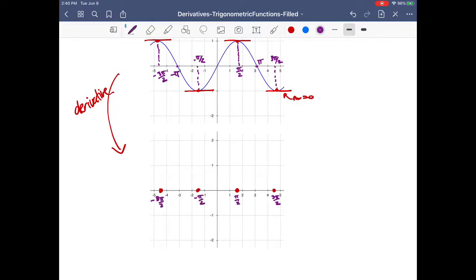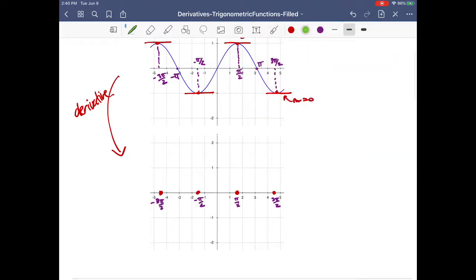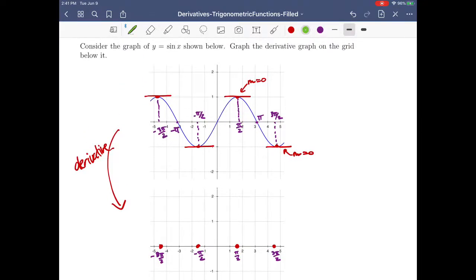Now let's think about where the graph is the steepest. It looks like around 0, the tangent line is going to be as steep as it gets. Let me try that again. The tangent line would look something like this. If we approximate its slope, it looks like the slope here is around 1. So that's going to give us a derivative at 0 of around 1.